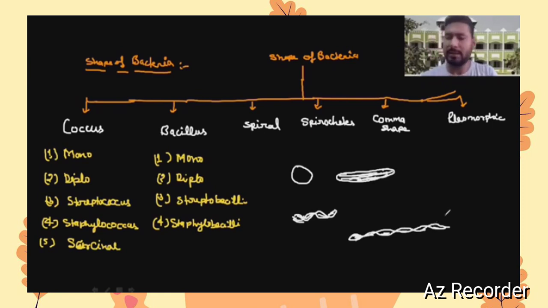Okay. Another is the comma shape bacteria. Comma shape bacteria means it is looking like that. And pleomorphic means they don't have a fixed shape, like you have studied the mycoplasma, but it is separate, because every bacteria has a cell wall, and mycoplasma is the exception where no cell wall is found. In this way, pleomorphic means they don't have a fixed shape. So this is the overall shape of the bacteria.